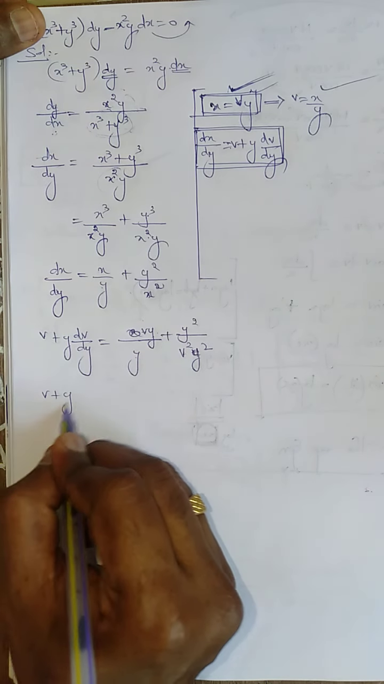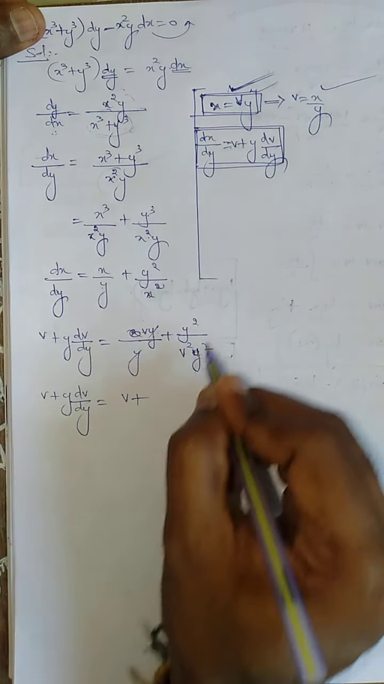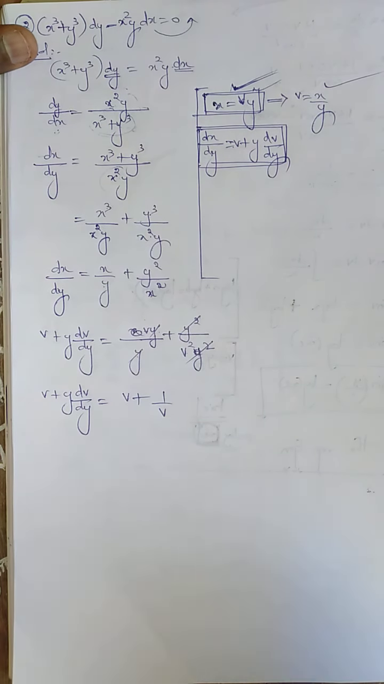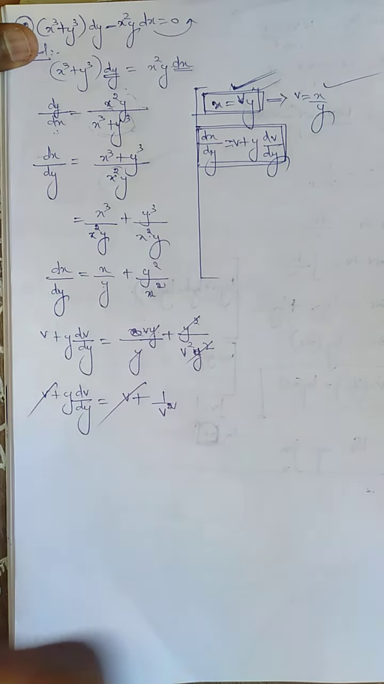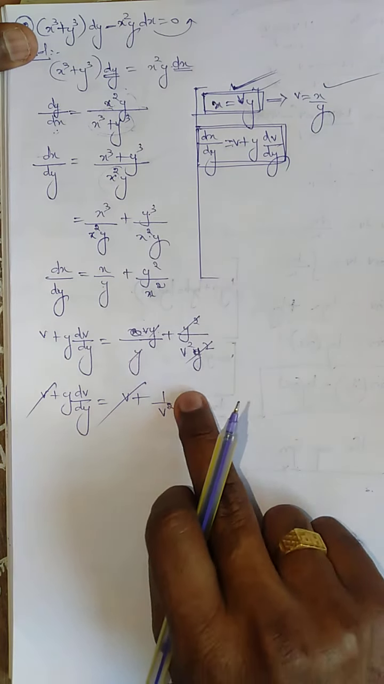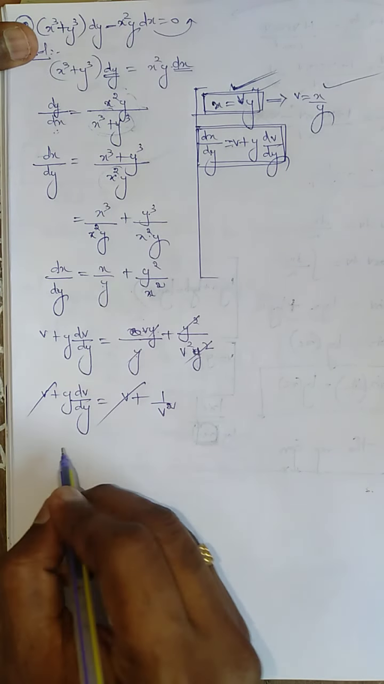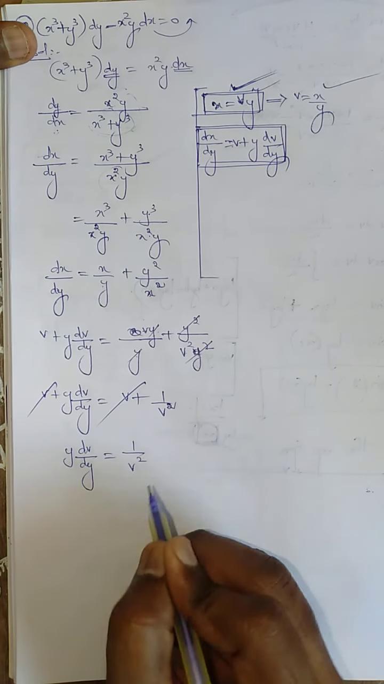So v plus y into dv by dy is equal to, y cancels, v plus y square times 1 by v. v plus 1 by v. This is square, no? Square. This v we can easily cancel. 1 by v square, I put v only, so I corrected it to 1 by v square. v and v get cancelled. Then what is the remaining? y into dv by dy is equal to 1 by v square.